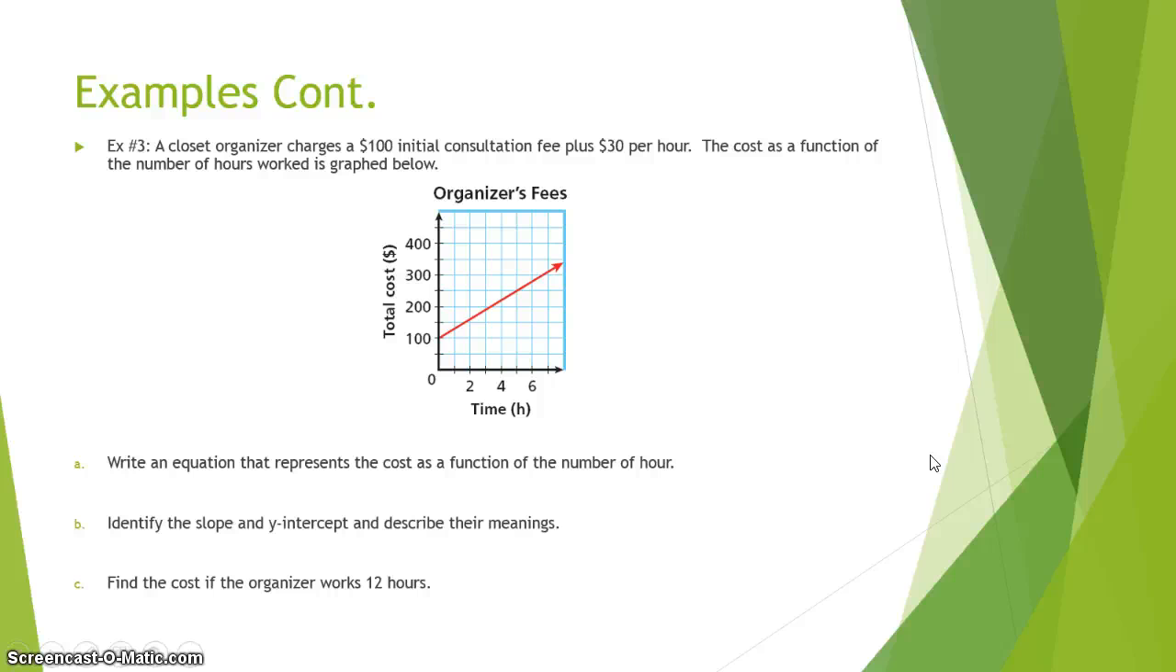Our last example here, we are given a graph. It says a closet organizer charges $100 for an initial consultation fee plus $30 an hour. The cost as a function of the number of hours worked is graphed below. So here we have the organizer's fee, with the time along my x-axis and the total cost going along my y-axis.